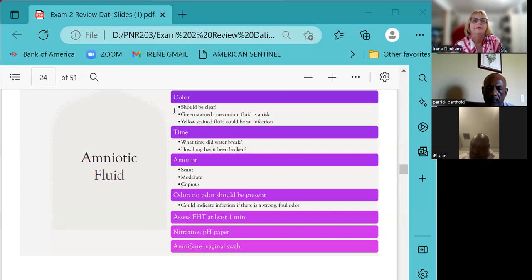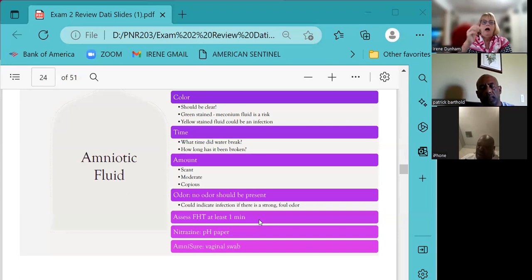Remember that, guys. When the bag of water breaks, I'm always going to my priority nursing intervention. My priority nursing intervention is to listen to the fetal heart rate for 1 full minute. 1 full minute. I've got to know if my baby's okay. I want to make sure my heart rate is between 110 to 160.